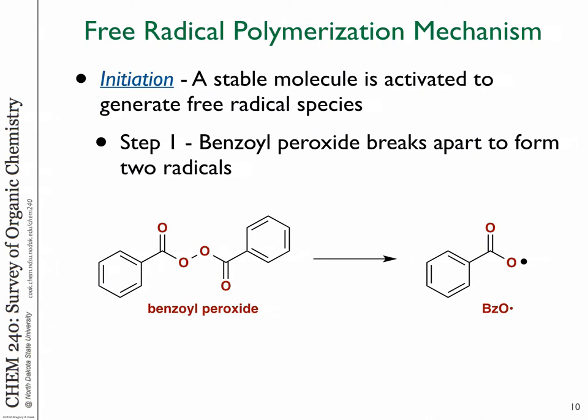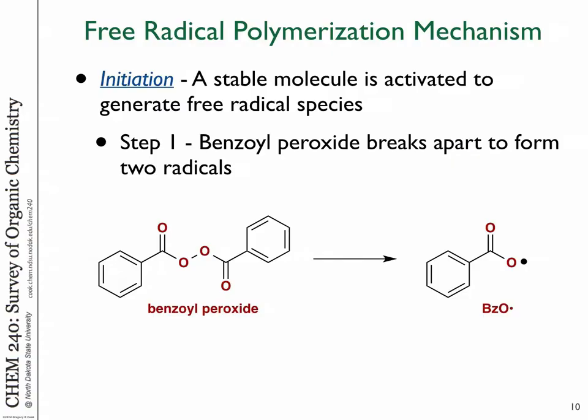The oxygen-oxygen bond is really weak. It's easy to break the bond homolytically, either by heating it, since benzoyl peroxide is typically cleaved by heating, or by a photochemical reaction, where it absorbs energy from light and breaks apart. So this is a good way to generate free radical species to start other reactions off.